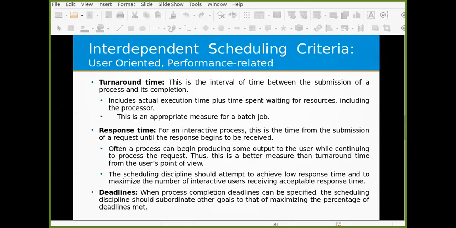Often a process can begin producing some output to the user while continuing to process the request. Still your request is not completely processed. It is still in process, but at least you start receiving some output. Thus, this is a better measure than turnaround time from the user's point of view.